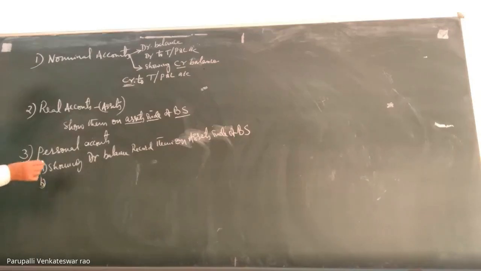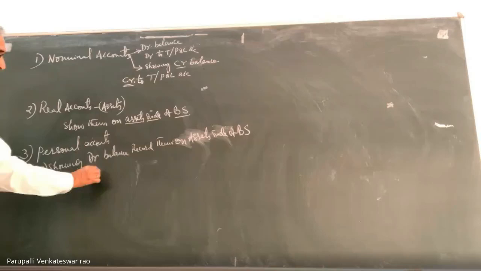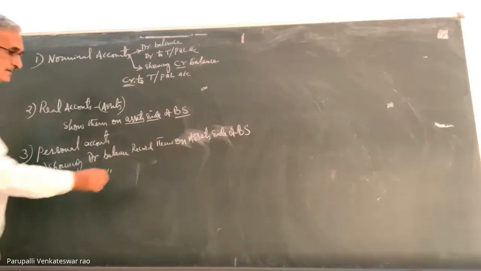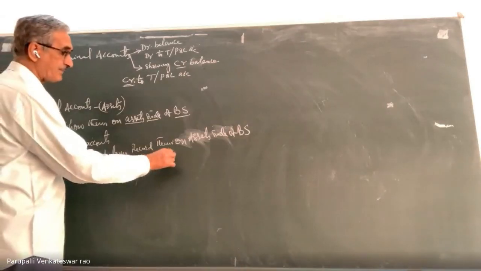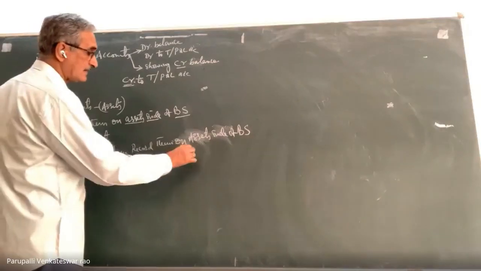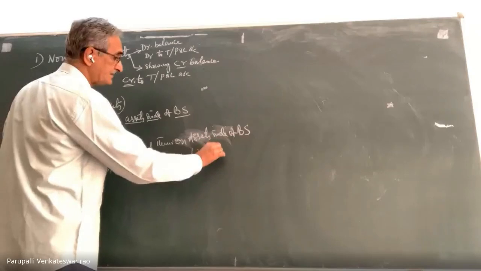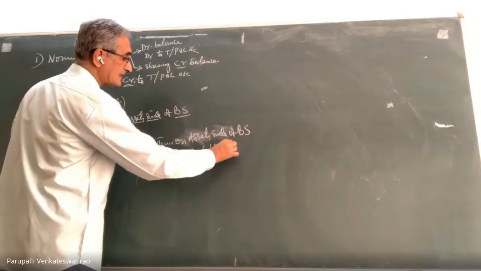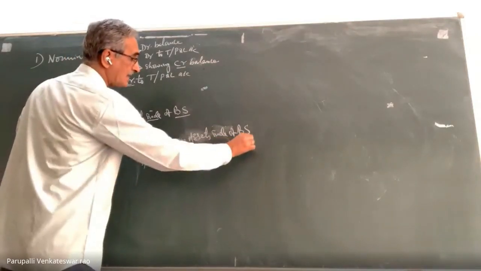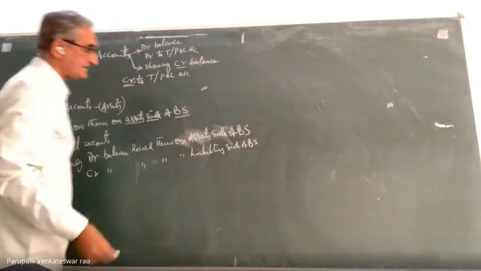B, personal account showing credit balance, record them on the liabilities side of the balance sheet.